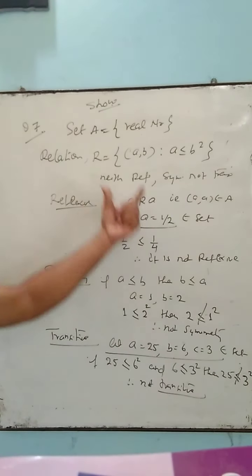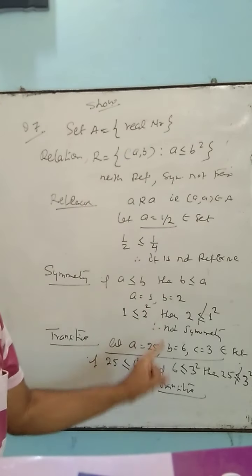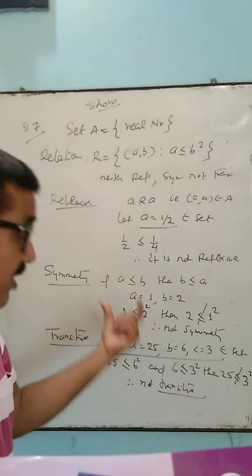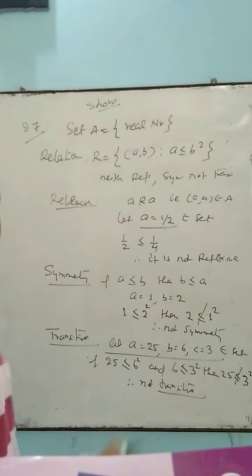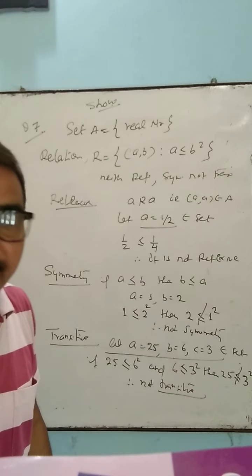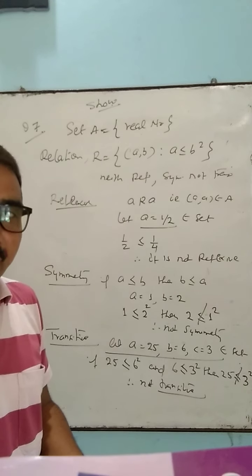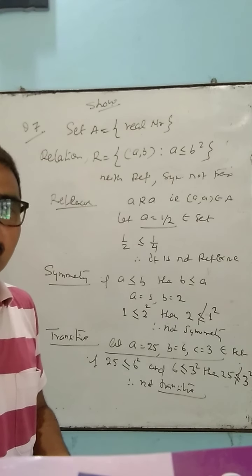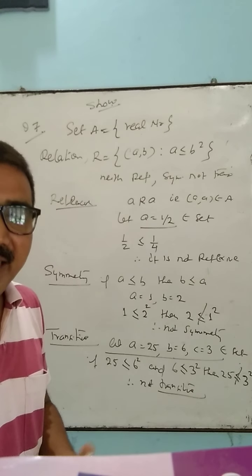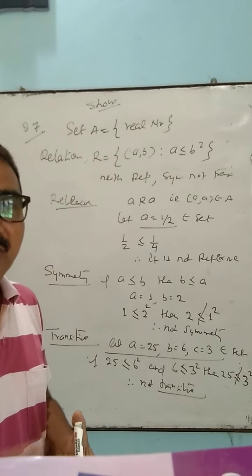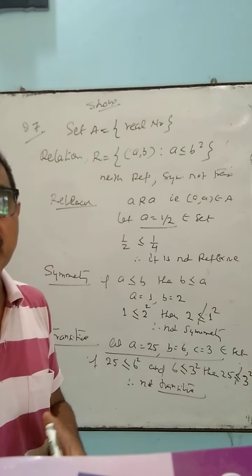You have to prove that this particular relation is neither reflexive, nor symmetric, nor transitive. So you have to consider such examples, such values from the real numbers which fulfill the required condition. Clear to all of you? So these are the few examples I have explained from the exercise. Now while a few questions are left, please do by your own. Alright? Now in the live class, I will take few examples and I will revise the whole things which I have taught to you in so many days. Thank you.